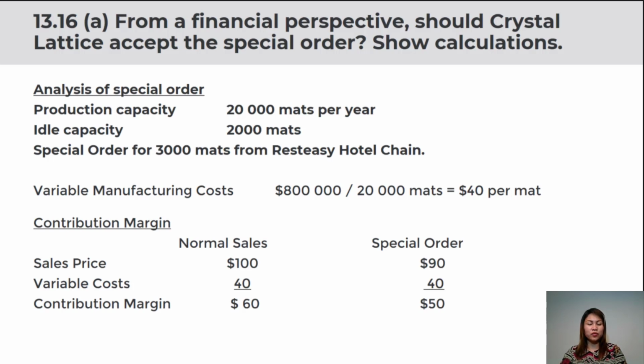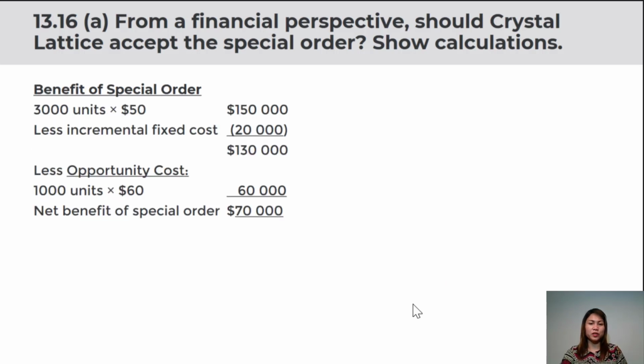Contribution margin, if we focus on how much we will get per unit from normal business operation: sale price is $100 per unit, variable cost $40 per unit. Therefore, contribution margin from selling one unit to your regular customer is equal to $60. Contribution margin from special order: sales price for the special order is $90. Variable cost is still the same, $40. Contribution margin then is 90 minus 40, equal to $50 per unit.